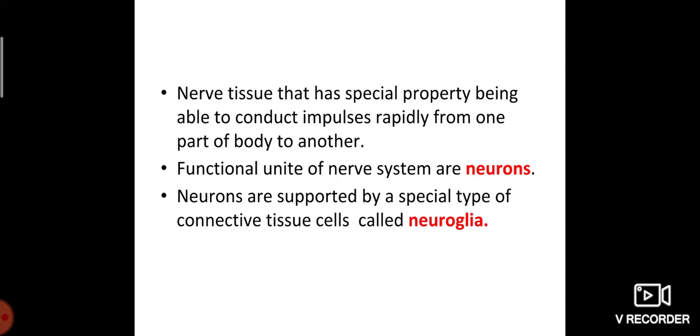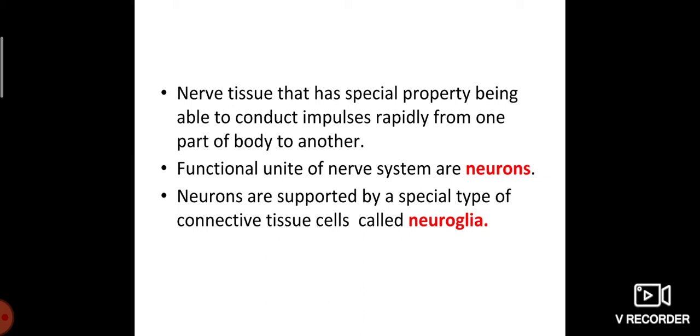Nerve tissue has a special property of conduction. They conduct impulses from one part of the body to another region. That we already know, the property of a nerve fiber. The property of a muscle is contraction. In the same way, the property of a nerve fiber is conduction of impulses from one place to another.